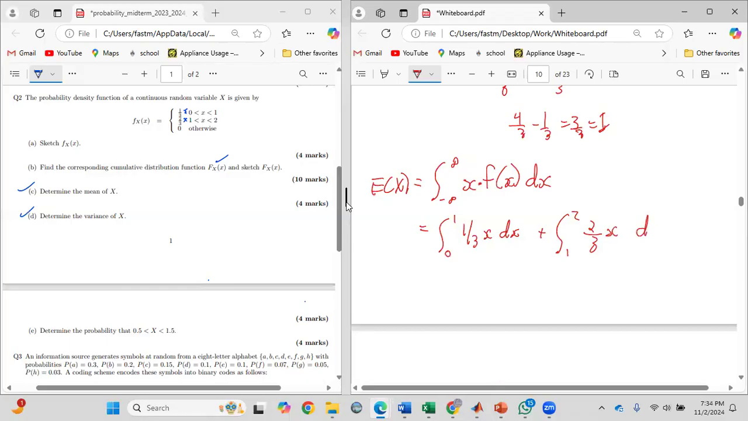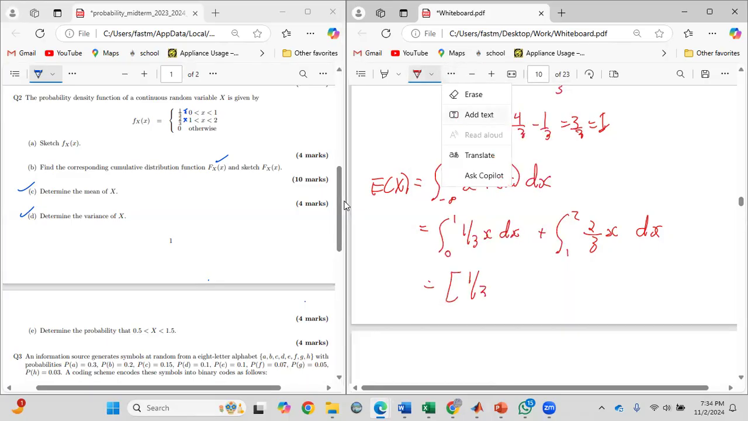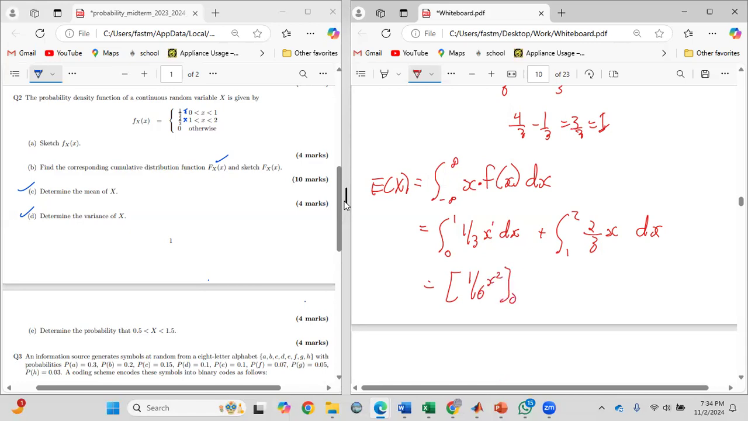2/3 x dx. So for this piece here, we add 1 to x, we get 2. So x squared over 2, times 1/3, gives 6. And for the other one, add 1 to x, we have 2, and you divide by the same thing. So between 0 and 1, plus 2/3 x squared over 2, between 1 and 2. So 1, when you plug 1 into this, you get 1 over 6.